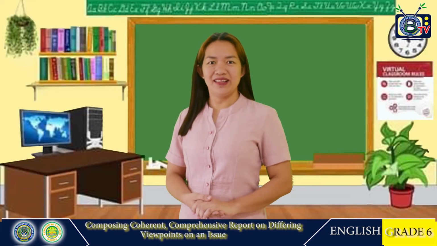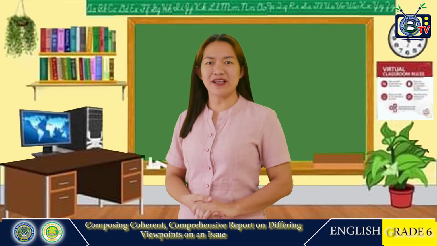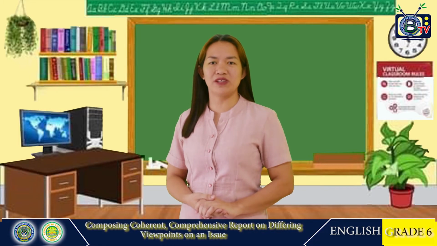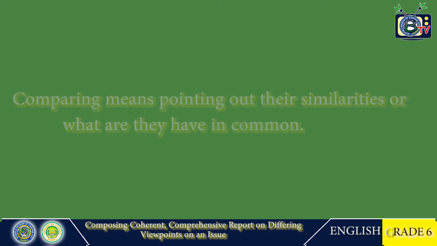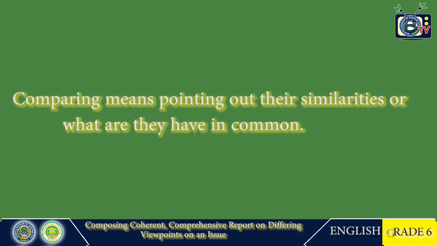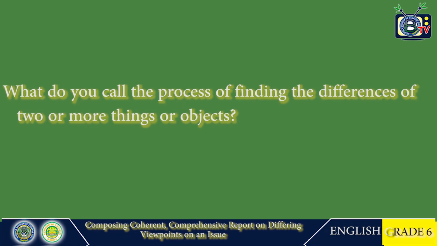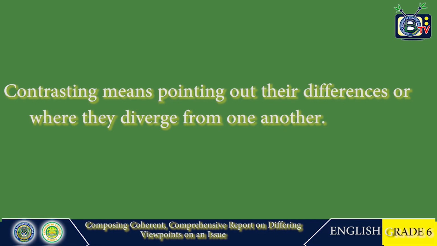But before that, let us first have a short review about your past lesson on compare and contrast content of materials viewed to other sources of information such as print, online, and broadcast. What do you call the process of comparing two or more objects wherein you are looking for their similarities? Comparing means pointing out their similarities or what they have in common. What do you call the process of finding the differences of two or more things or objects? Contrasting means pointing out their differences or the way they diverge from one another.